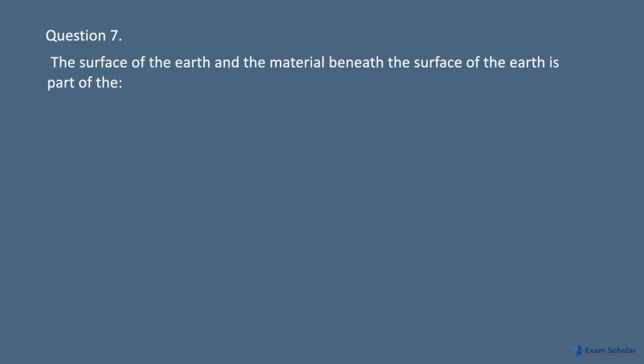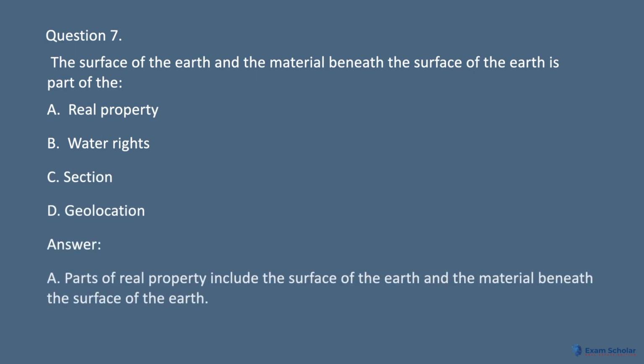Question 7. The surface of the earth and the material beneath the surface of the earth is part of the A. Real property, B. Water rights, C. Section, D. Geolocation. Answer A. Parts of real property include the surface of the earth and the material beneath the surface of the earth.